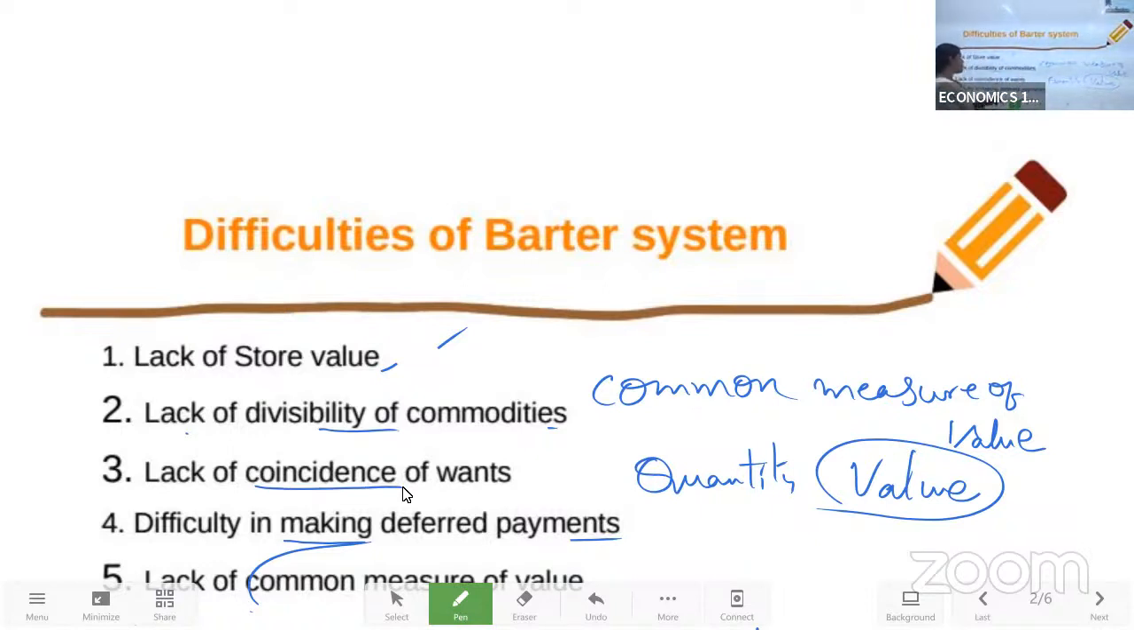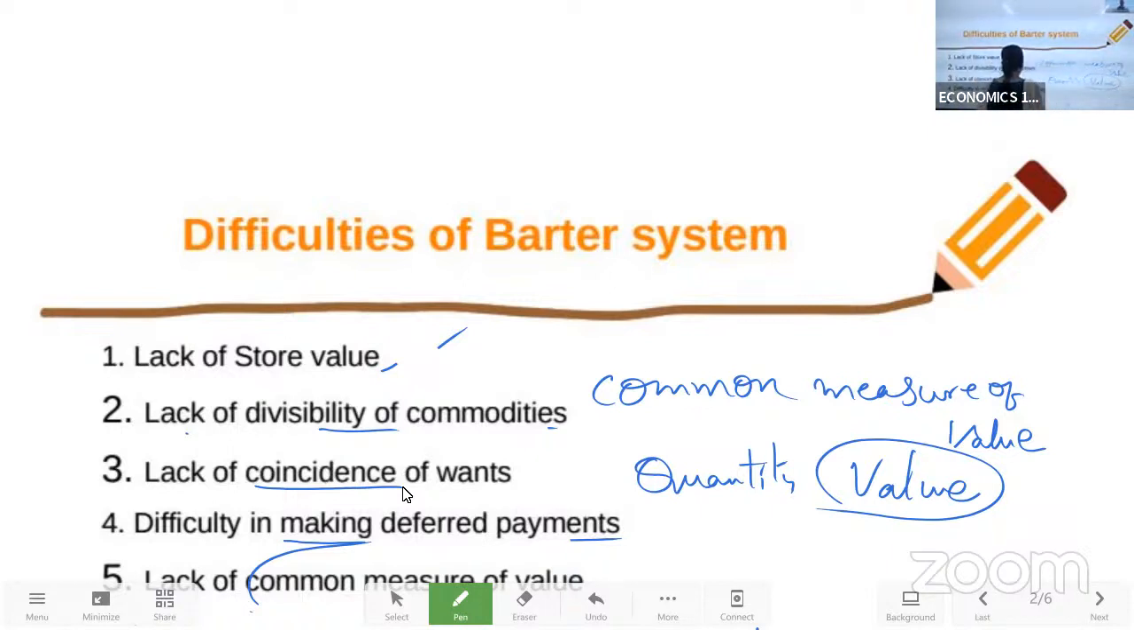Remember that deferred payment means payment in the future. Coincidence means whatever you want, the other person is ready to exchange with you. Divisibility means we cannot divide the commodities, like the example I told you, goats. Store of value means we cannot store perishable goats, which may be spoiled. So these are the difficulties which we faced. I hope you understood this answer. It is an important one for the SAQs as well as the VSAQs, that is, the barter system.